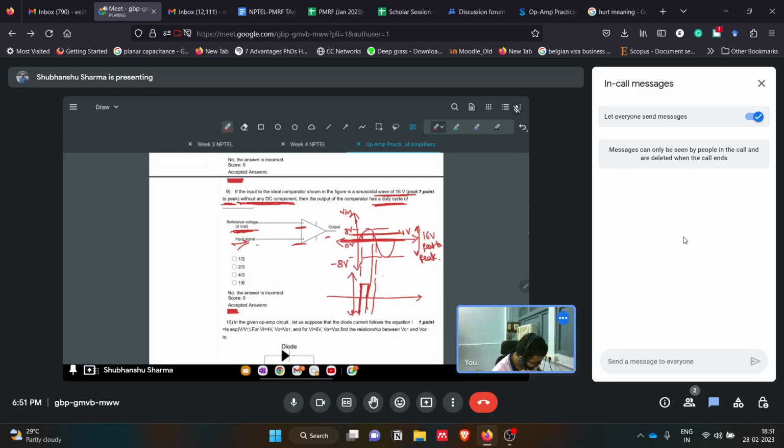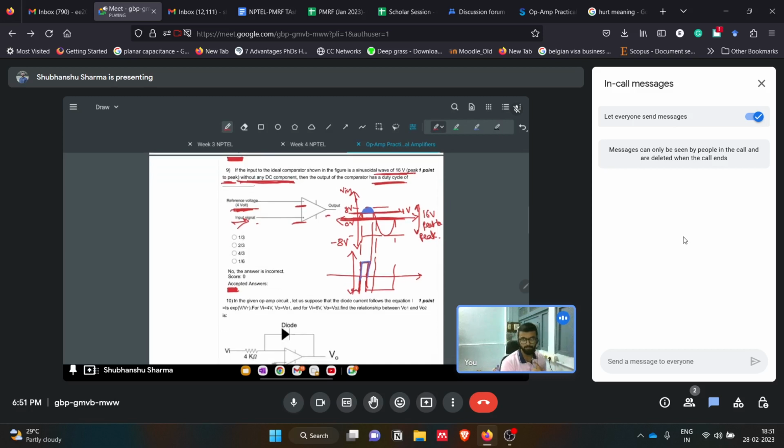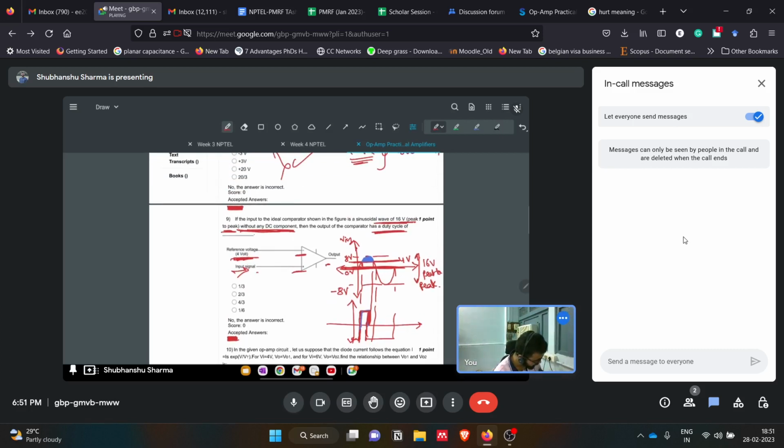Only at this region, I'll mark with another pen, it will be high. Otherwise, in this region, it will be low. So this is the situation of one single oscillation of an input signal. So we are getting this. Now they are saying to calculate the duty cycle.